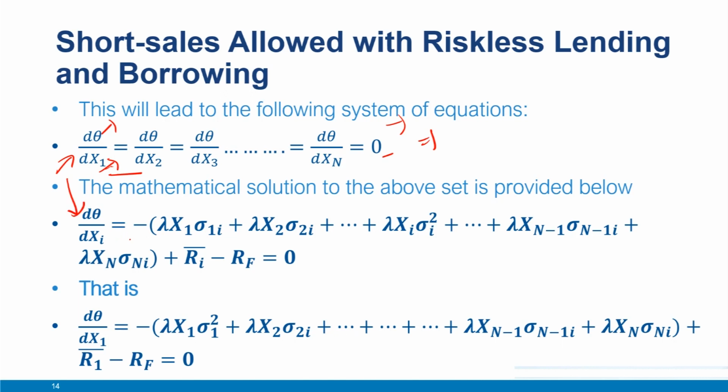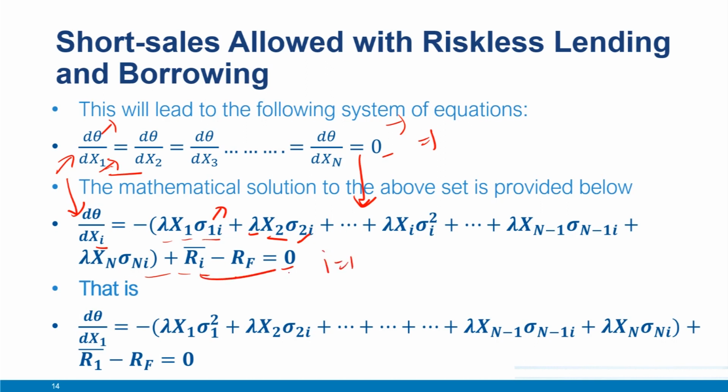But ultimately it will lead to this simple expression where d theta by d xi, where xi is the proportionate amount invested in security i, is nothing but minus lambda times x1 sigma 1i, where this is the covariance of security 1 with i, plus x2 times the covariance of security 2 with i, and so on, where x are the weights invested and lambda is a constant, plus ri bar minus rf equal to 0. So we obtain this simple solution, but how to reach from this point to this point we'll discuss in the next video. But ultimately this is a very simplified solution.